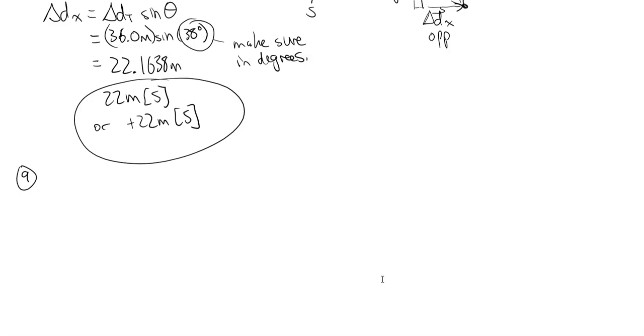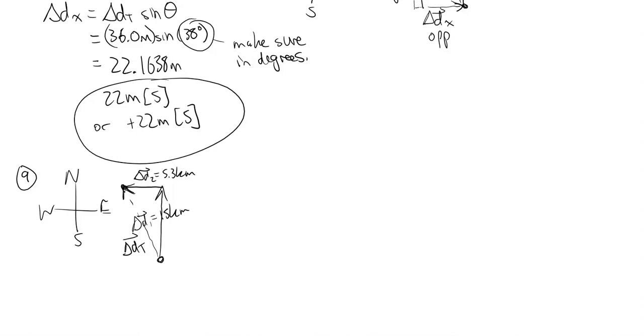Well, again, we've got the north, south, east, west, and we know that if we're going north, we're going 15 kilometers north. So here's your first displacement, and then you're going 5.3 kilometers to the west. So you're going in this direction. That's your second displacement, 5.3 kilometers. This is 15 kilometers. So our total displacement is going from where we started to where we ended. And so that's the total displacement that we're trying to find.